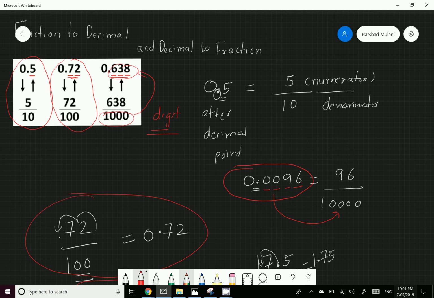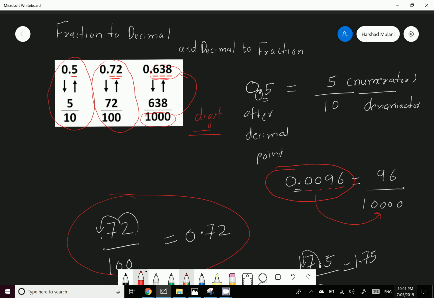So that's the quick video today on conversion, how to convert fraction to decimal and decimal to fraction.